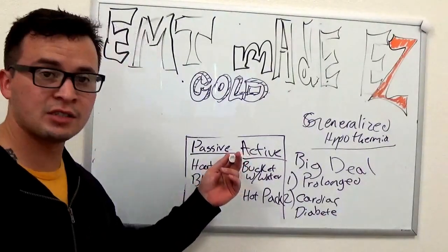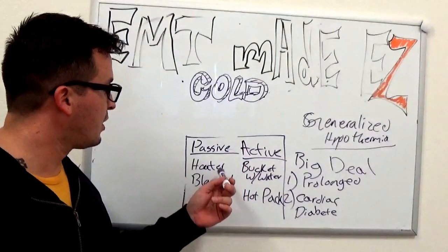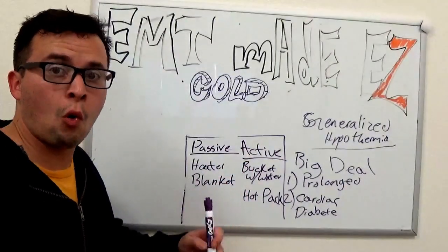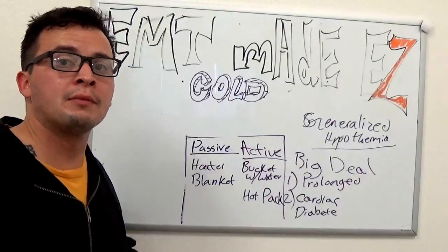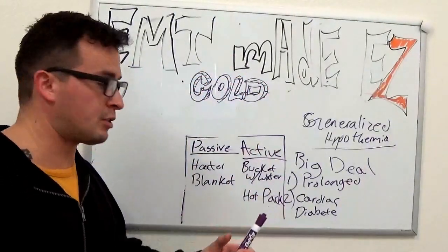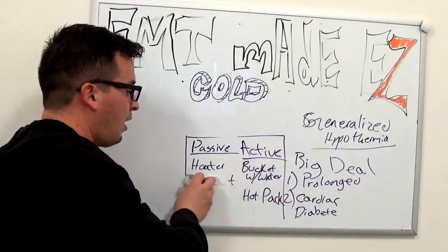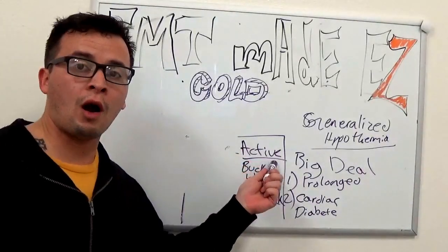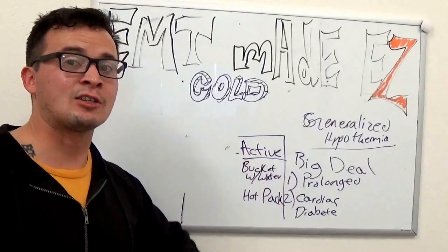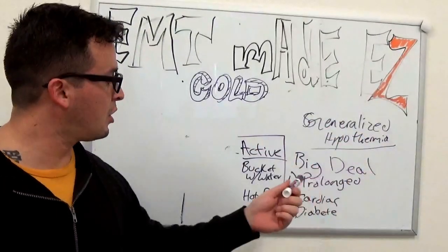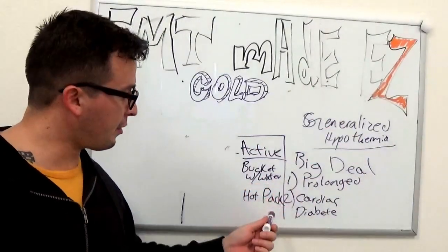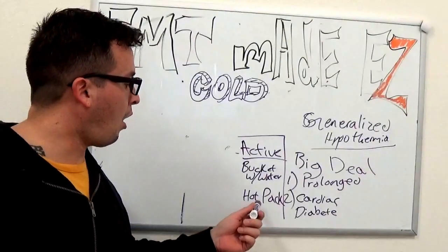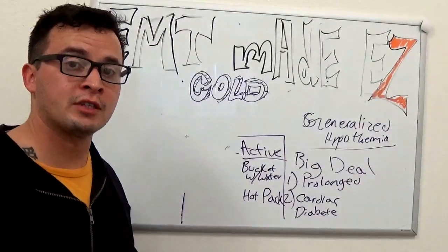Also, passive rewarming means that you're letting the person's core temperature come up. They're warming up themselves by putting them in a good environment, all right? So heater, blankets, they can rub their own hands, stuff like that. Active warming, we're applying heat, something that's hotter than the patient's temperature, through a bucket of warm water. Dip that extremity in there, or hot packs. It's warmer than their current temperature.